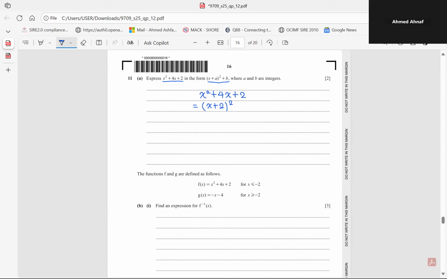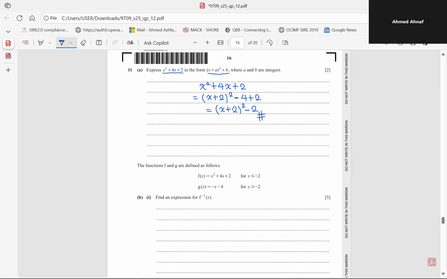Oh, and for the constant term in the square, we're going to have to take the coefficient of x, which is 4, and divide it by 2. So we'll get 4 divided by 2, which is 2. So x plus 2 squared minus 2 squared, so minus 4 plus 2. Then we'll get x plus 2 squared minus 2. So let's check whether it's in the form x plus a squared plus b. Yes, it is. So a is 2 and b is minus 2. So this is our final answer. Let's head on to the next question.